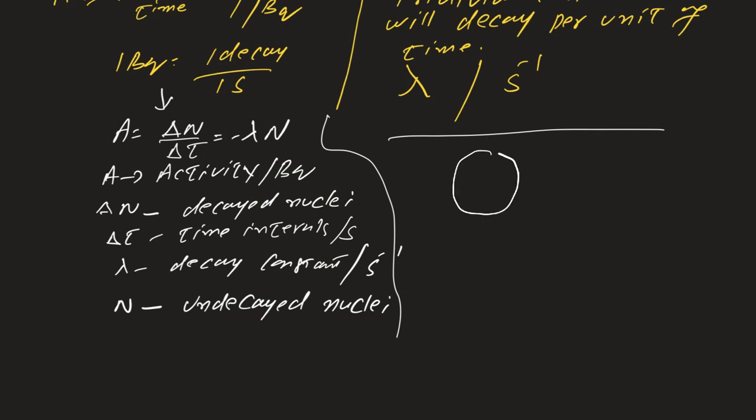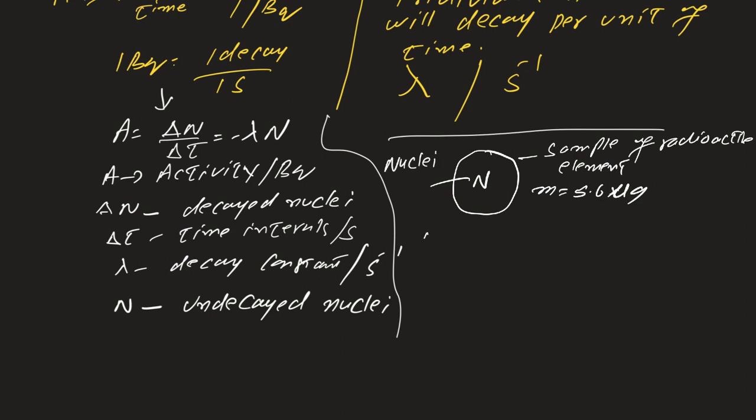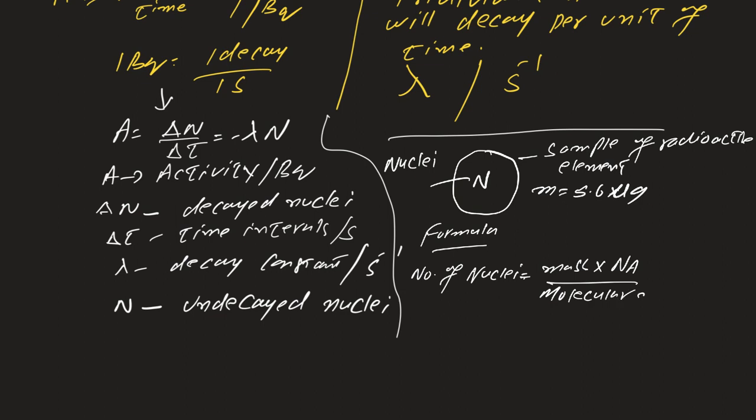For example, if you have a sample of radioactive element and, for example, the mass is given as 5.6 microgram, and you're looking for the number of nuclei inside the sample. So what formula do you have to apply to calculate the number of nuclei present inside the sample? Number of nuclei is equal to mass of the sample multiplied by Avogadro number divided by molecular weight, or molecular mass, I mean. And you know that the Avogadro number, the number of atoms present in 1 mole of a substance, is equal to 6.023 into 10 power 23 atoms.